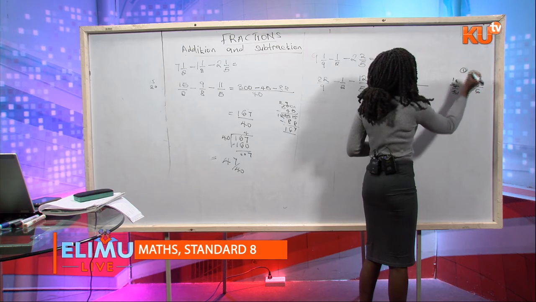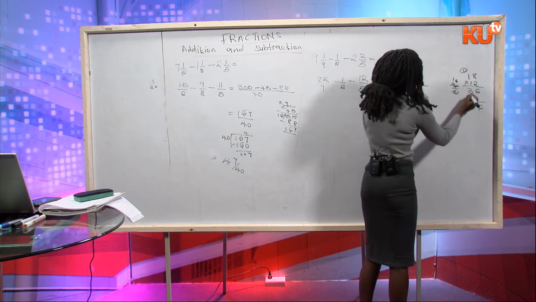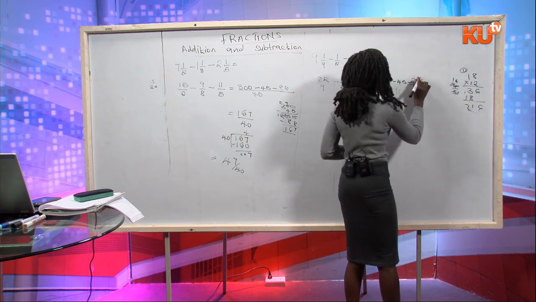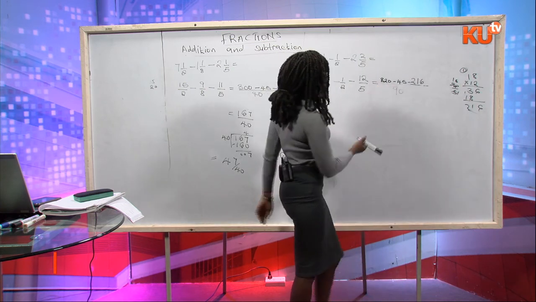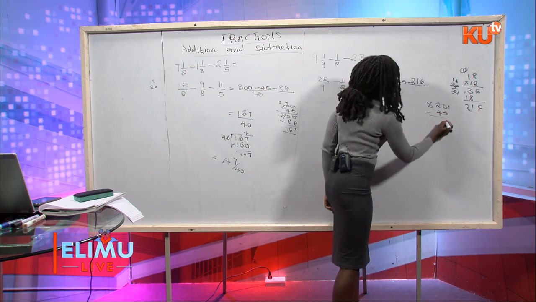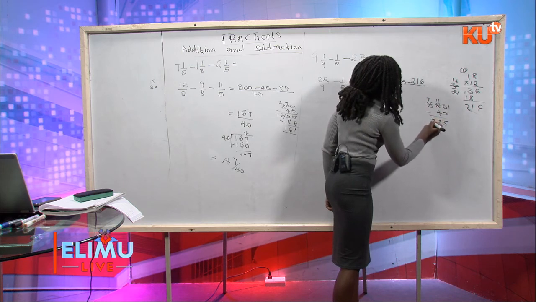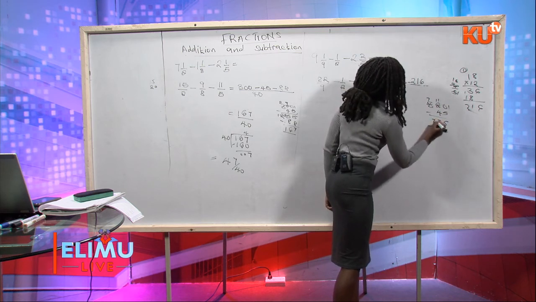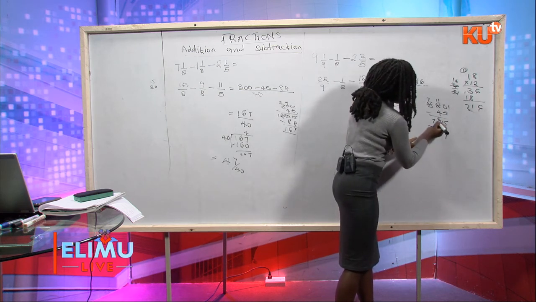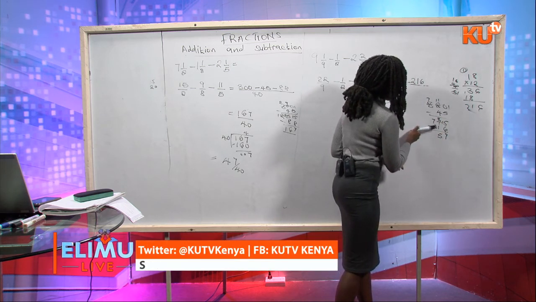18 times 12 gives 216. So 820 minus 45, we get 775. Then 775 minus 216. 15 minus 6 is 9, 6 minus 1 is 5, and then 7 take away 2 is 5.